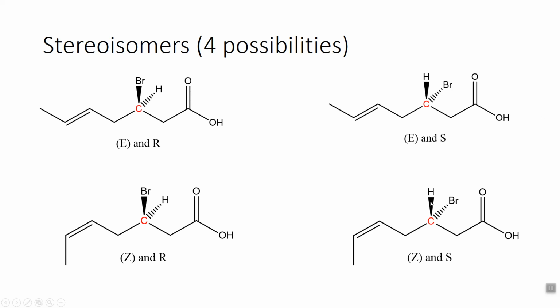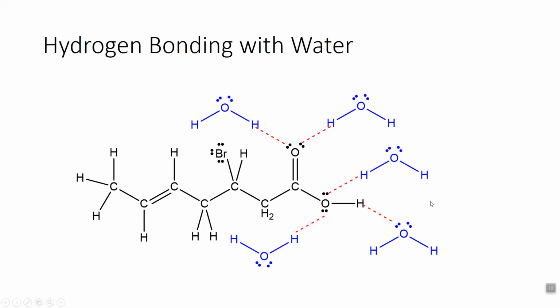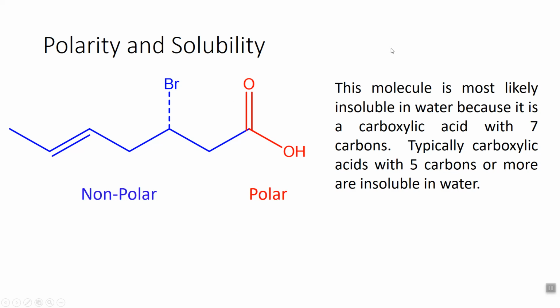So I have 4 possible stereoisomers as shown here. With hydrogen bonding with water, I had some carboxylic acid functional group, and the oxygens of the carboxylic acid can hydrogen bond with the hydrogen of water. And I also have an oxygen bonded to hydrogen, and this hydrogen can hydrogen bond with the oxygen of water. So this molecule is capable of hydrogen bonding with water, as shown here.